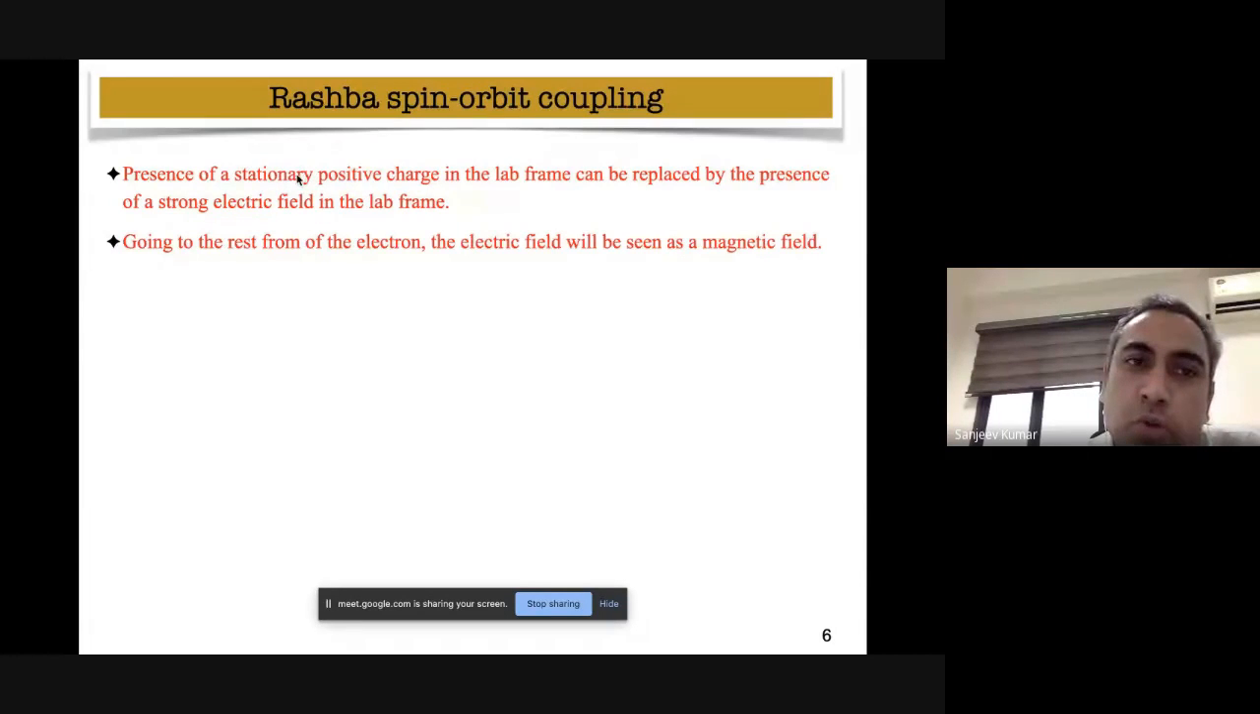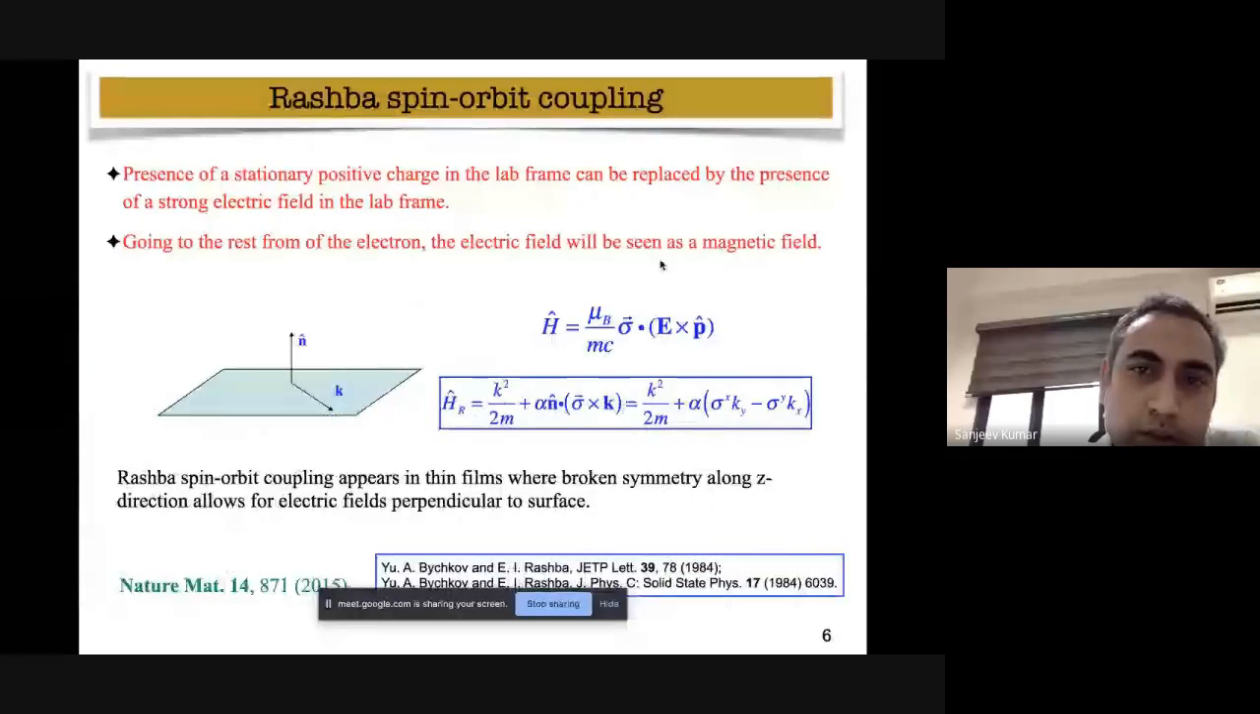So once you do that, you notice that once again, the electric field, which is seen now as a magnetic field in the rest frame of the electron, can couple to the magnetic moment of the electron. And this concept is utilized in defining what one calls Rashba spin orbit coupling. And so let me just briefly mention when, or in what circumstances, it can appear.